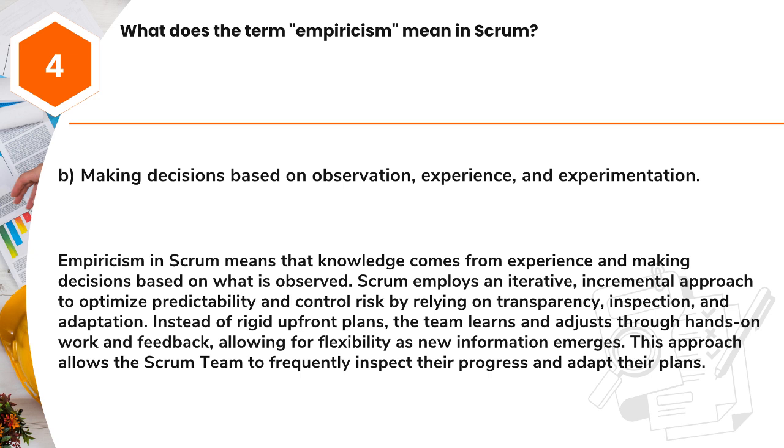Empiricism in Scrum means that knowledge comes from experience and making decisions based on what is observed. Scrum employs an iterative, incremental approach to optimize predictability and control risk by relying on transparency, inspection, and adaptation. Instead of rigid upfront plans, the team learns and adjusts through hands-on work and feedback, allowing for flexibility as new information emerges. This approach allows the Scrum team to frequently inspect their progress and adapt their plans.